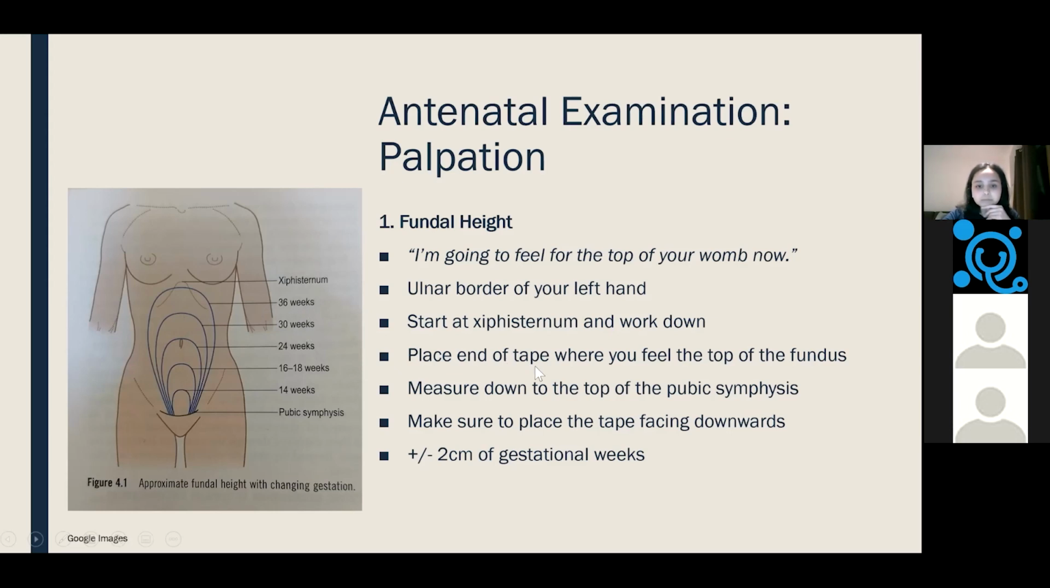So once you feel that, you go down and feel for the pubic symphysis, and you let the patient know that this could be quite uncomfortable, because you have to press and you're quite low. So just let them know, signpost, and then you place a tape downwards just to get rid of any bias. And you start with the top. So you put the 1 on the top where you feel the fundus, and then go down. And when you're done measuring it, you then turn it over and check your measurement. And plus or minus 2 centimeters is all right according to the gestational age.